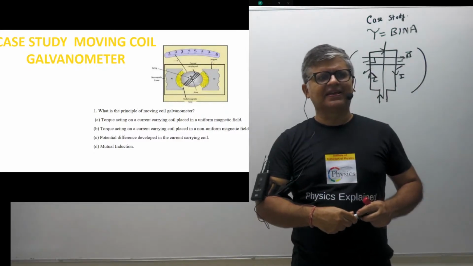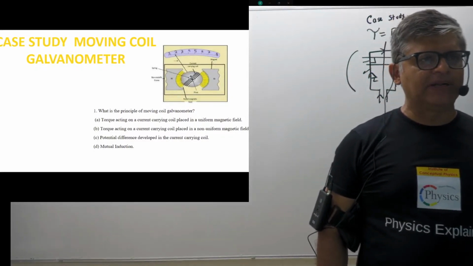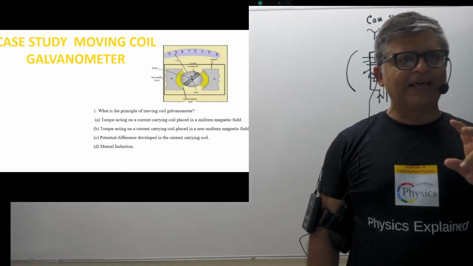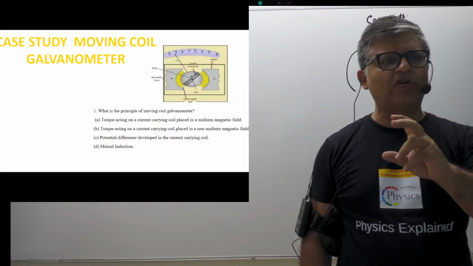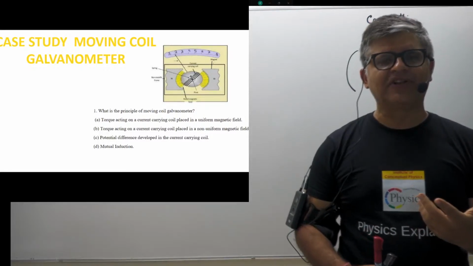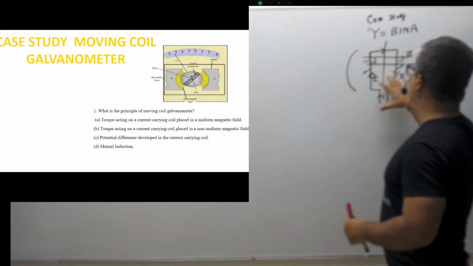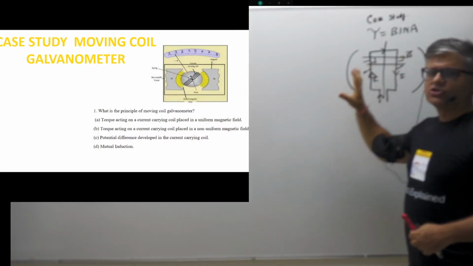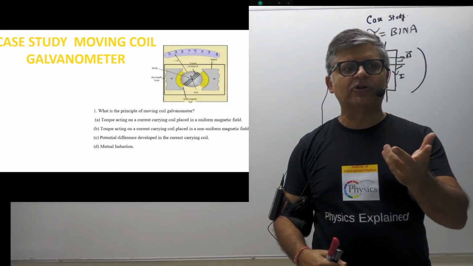So first thing, what is the principle of the moving coil galvanometer? Choice A, the torque acting on a current carrying coil placed in a uniform magnetic field. Yes, if you carry any coil, a loop inside a uniform magnetic field, it will experience torque, no force, because the force is on all the sides. This and this side, the force cancels. This and this side, the force cancels. So no force, but only torque. Statement wise, it is correct. But is it the principle? We need to discuss that.